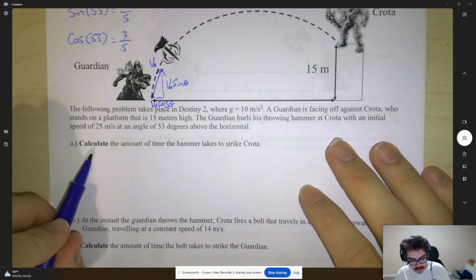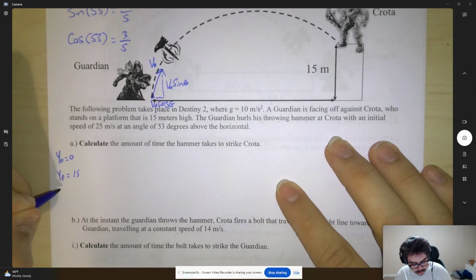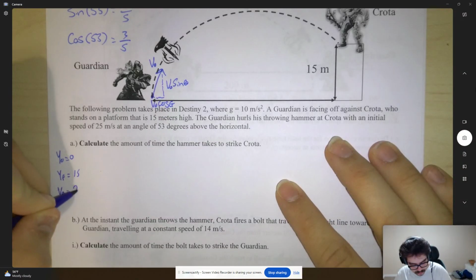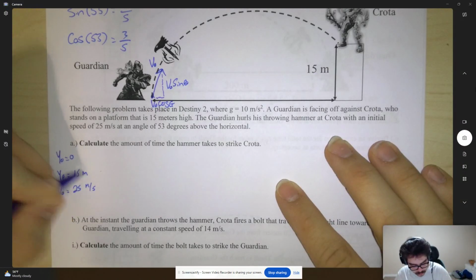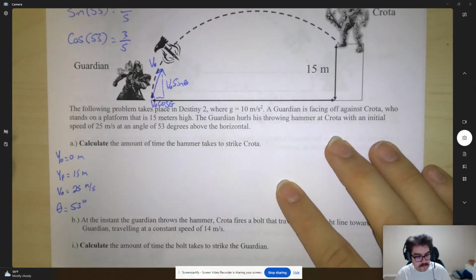I know my y initial is 0. My y final is going to be 15. I know that my V naught is 25 meters per second, this is meters. I know that my theta is 53 degrees.